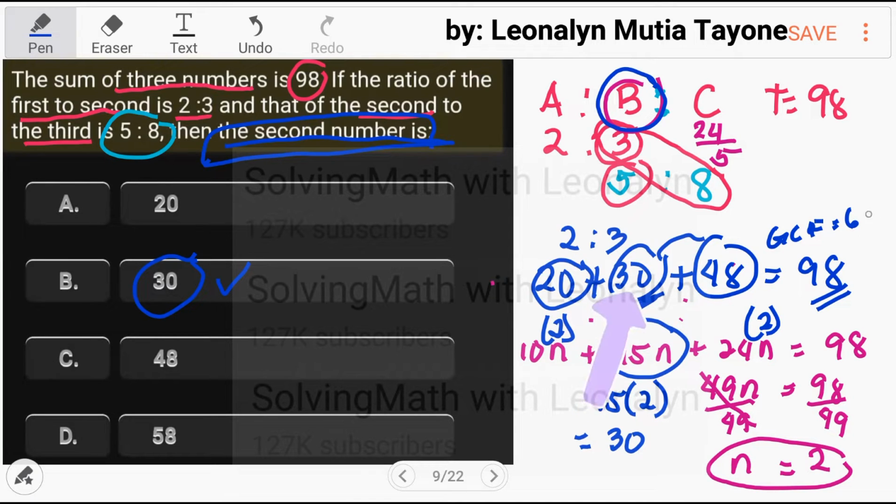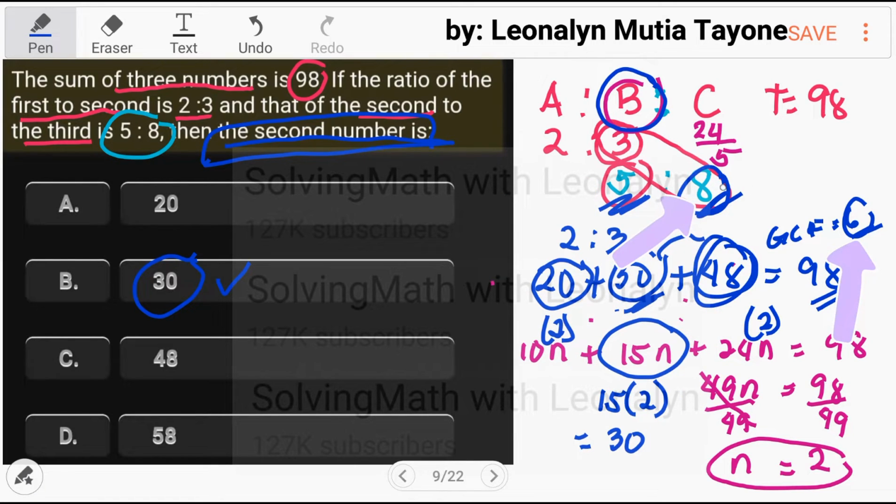So, 30 divided by 6, and that is equals to 5. 48 divided by 6, and that is equals to 8. So, ang ratio ni B at saka ni C ay 5 is to 8. So, therefore, ang sagot natin na 30 ay tama.